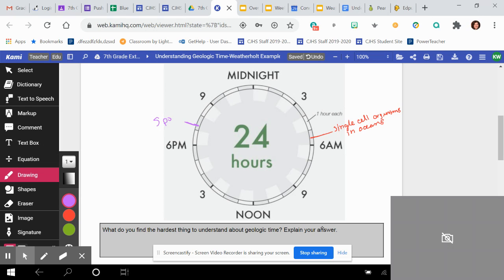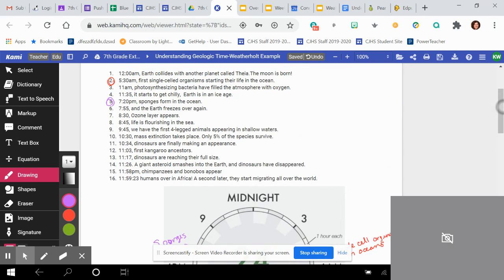Sponges are formed in oceans. We normally think about sponges as things that we scrub our dishes with, but we have to remember sponges are living organisms that grow in the ocean. So hopefully this gives you an explanation about what to do.